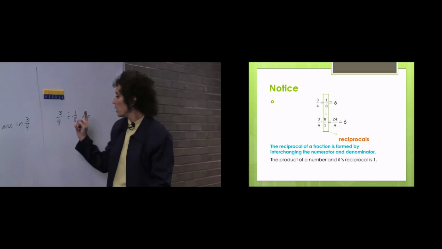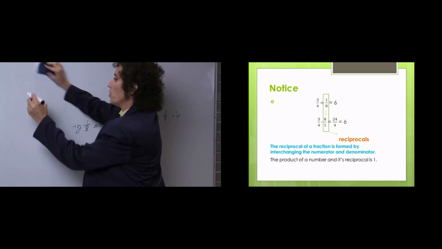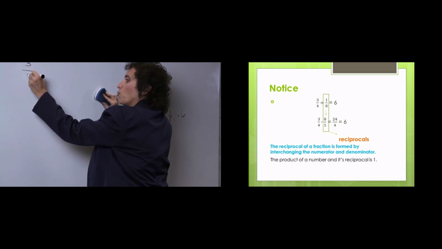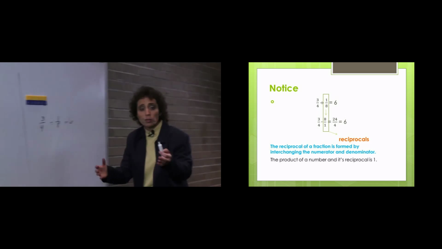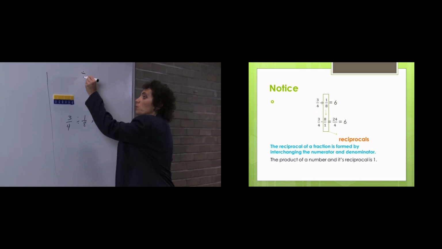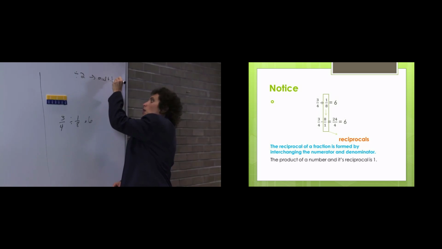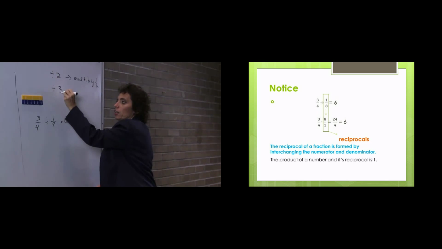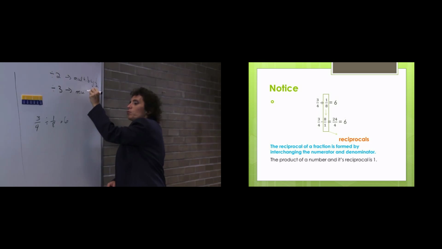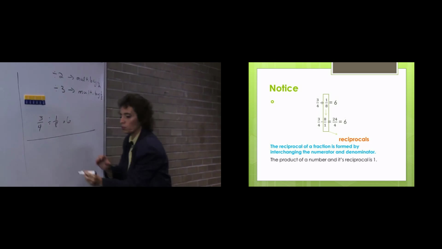Okay, so let's look at this question, and we'll write it out and try to do it from scratch: 3/4 divided by 1/8. Remember we said before that dividing by 2 was the same as multiplying by 1/2. Okay, and we said dividing by 3 was the same thing as multiplying by 1/3, and so forth. I'm going to leave this on the board because I'm going to need it in a minute.